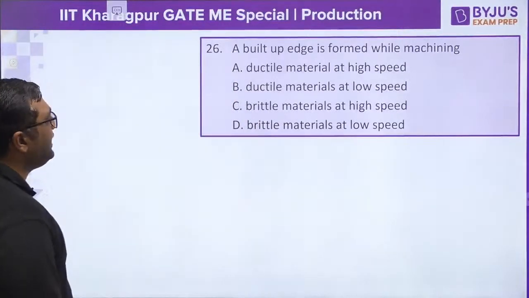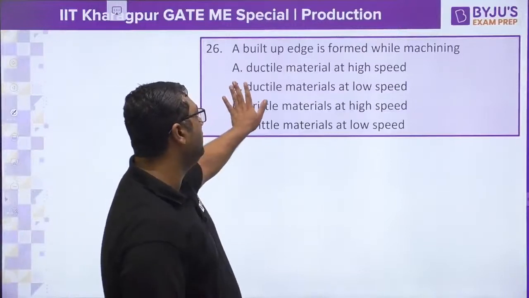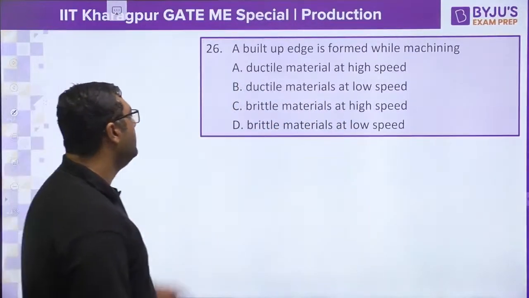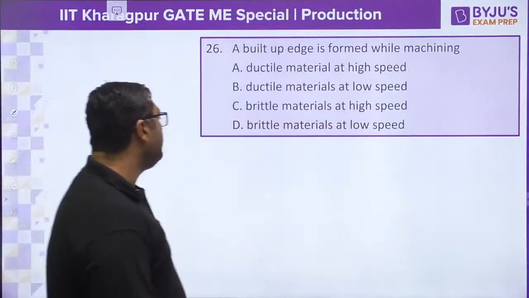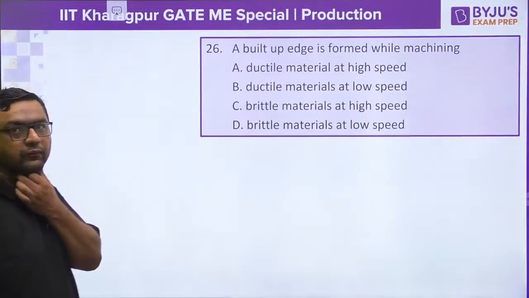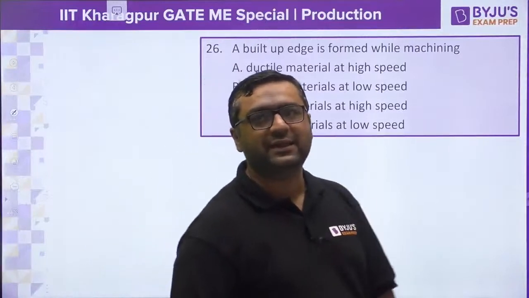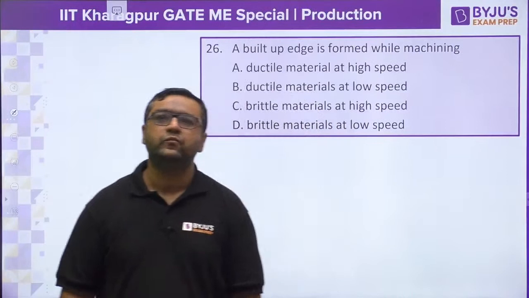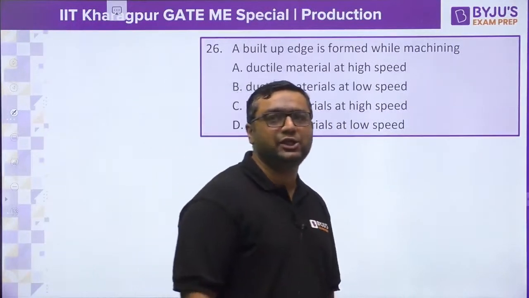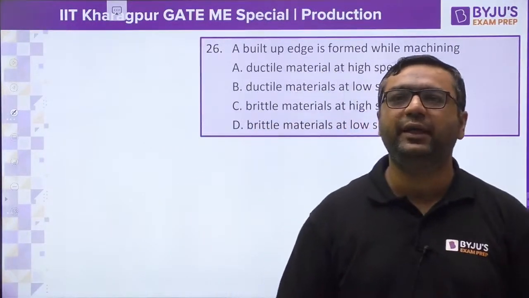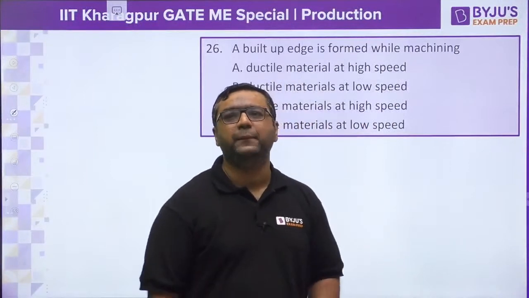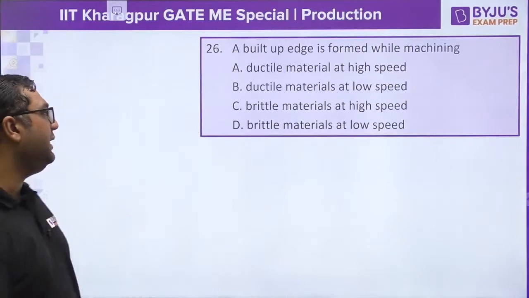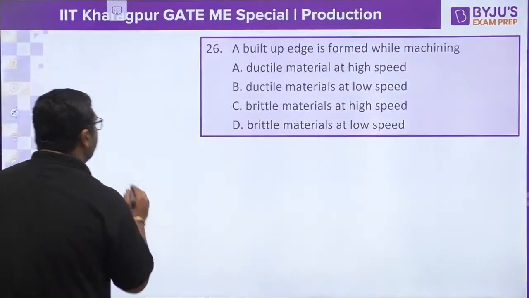So a built-up edge is formed while machining: ductile material at high speed, ductile material at low speed, brittle material at high speed, or brittle material at low speed. Baldev is saying the answer to be B. Parvinder Singh is saying B. Ankit Tripathi is saying B. Sanin Sheikh is saying B. Ernst Merchant is saying B. Kumari Mahesh A. Manas B. Chandrasekhar B.